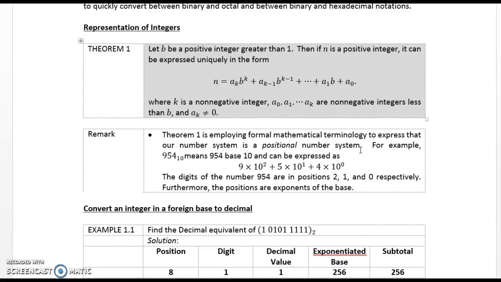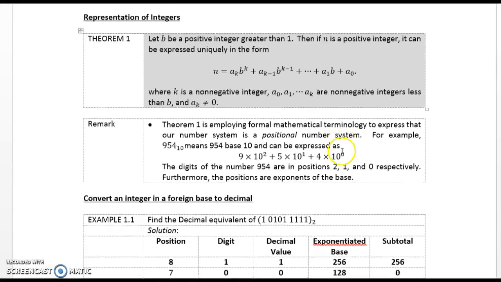Remark. Theorem 1 is employing formal mathematical terminology to express that our number system is a positional number system. For example, 954 means 954 base 10 and can be expressed as 9 times 10 squared plus 5 times 10 to the 1 power plus 4 times 10 to the 0 power. The digits of the number 954 are in positions 2, 1, and 0 respectively. Furthermore, the positions are exponents of the base.